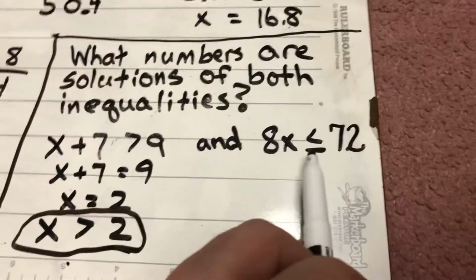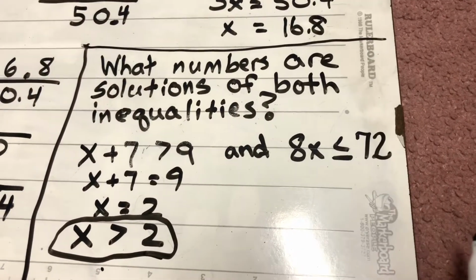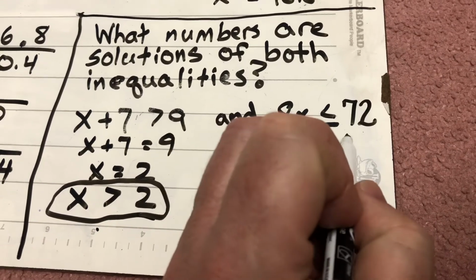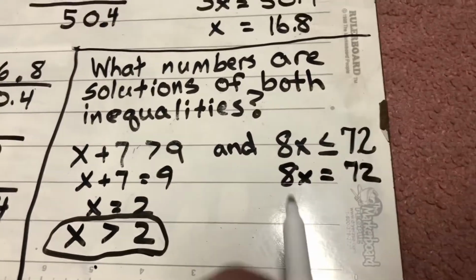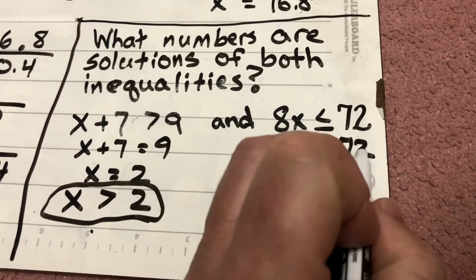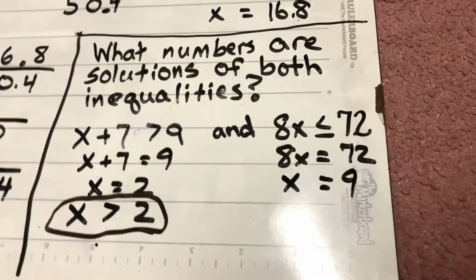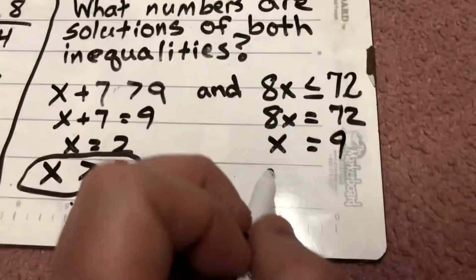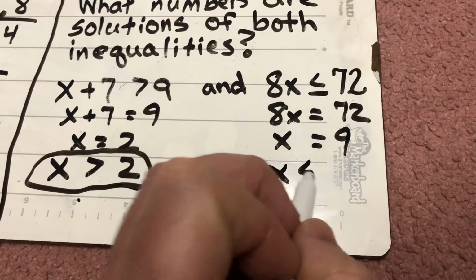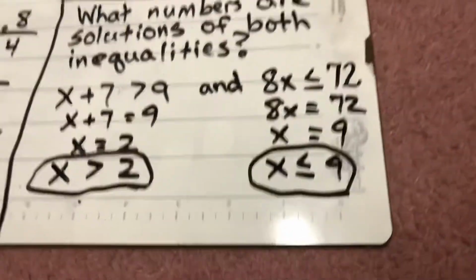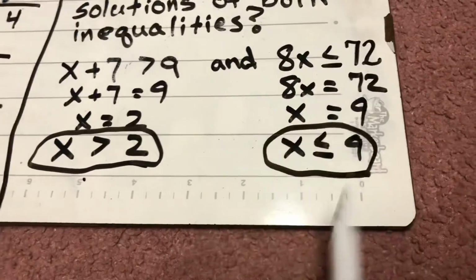Here we have 8x is less than or equal to 72. Once again, I'm going to think 8x equals 72. If I divide both sides by 8 to isolate x, I do 72 divided by 8. That gives me 9. X is equal to 9, which means that x is less than or equal to 9 is the actual inequality that I use, because that's the symbol that it gives me there.